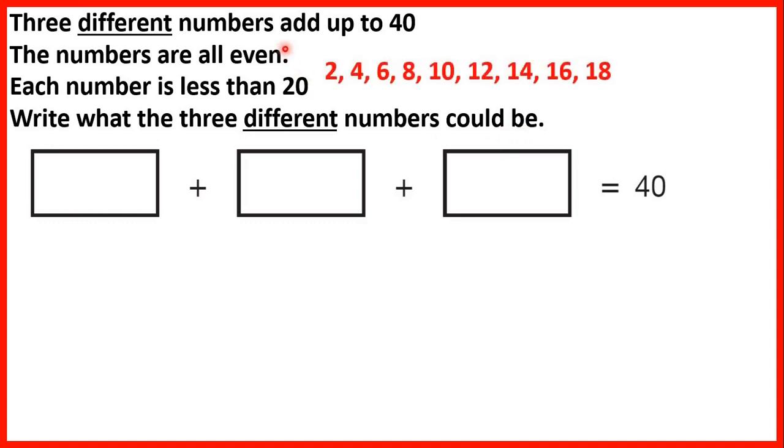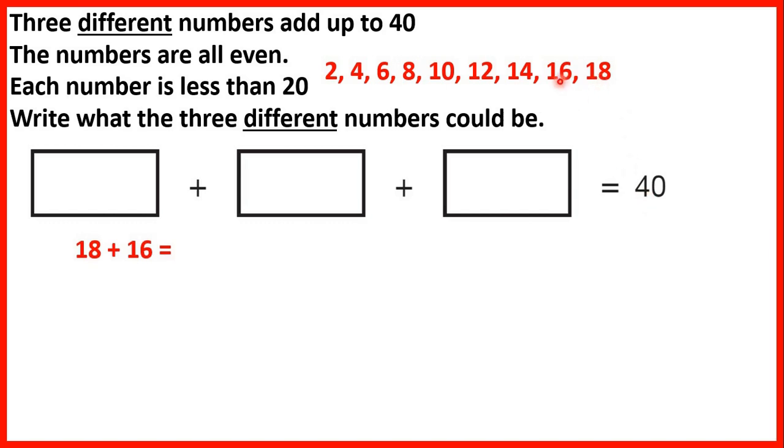So even numbers are multiples of 2, numbers in the 2 times table. And we know that each number is less than 20, so the numbers in the boxes we can take from the numbers that we've written here, because we have even numbers, multiples of 2, that are less than 20. So now, rather than just picking 3 random numbers and seeing if they add up to 40, what I would do is add the largest 2 numbers and then see what more we need to add to make 40.